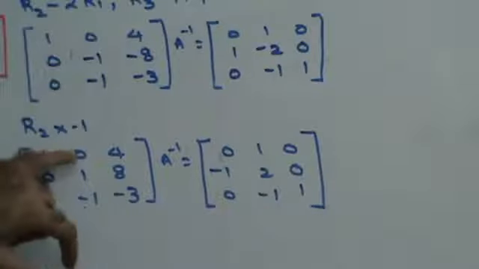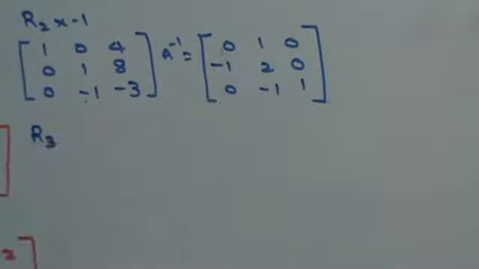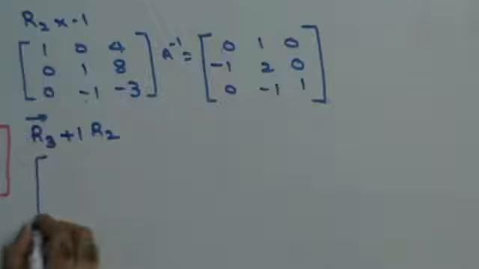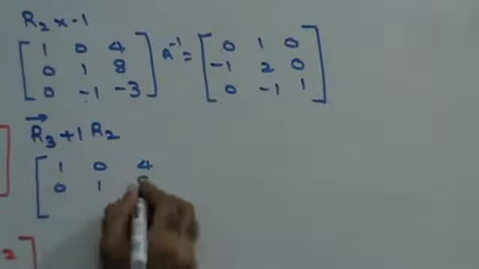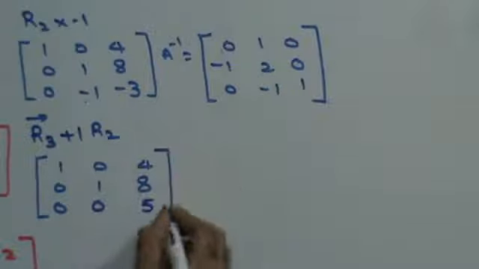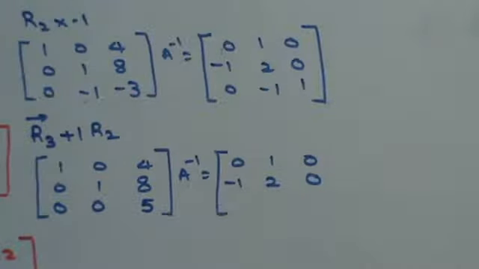Now I want to make the number in the fourth and the sixth position as 0. Fourth position is already 0. I want to make sixth position 0, right? Where is the number in R3? What is the number? Minus 1. What is the complement of minus 1? Plus 1. 1, 0, 4, 0, 1, 8, 0 minus 0, 0, minus 3 plus 8 is 5. A inverse is nothing but 0, 1, 0, minus 1, 2, 0, 0, minus 1 plus 2 is plus 1, 1 minus 0 is 1, right?